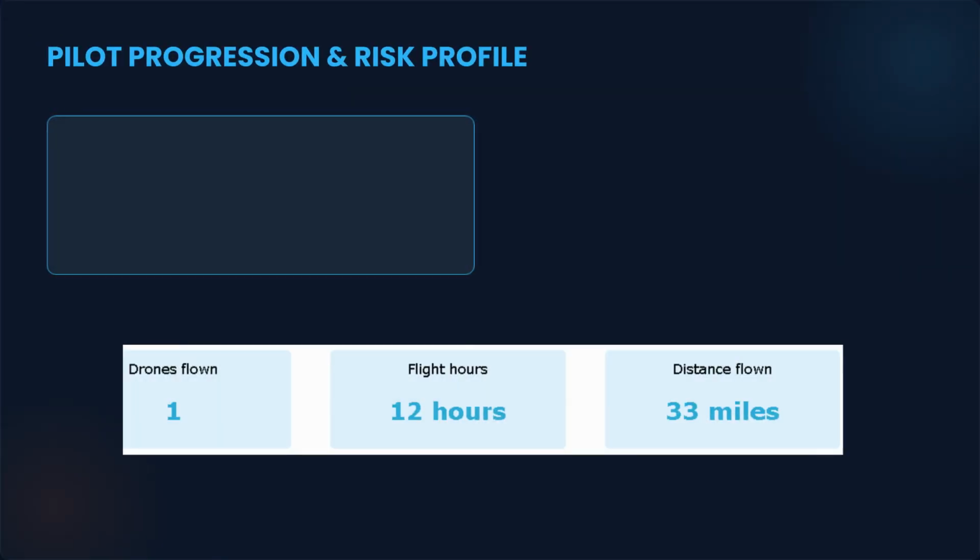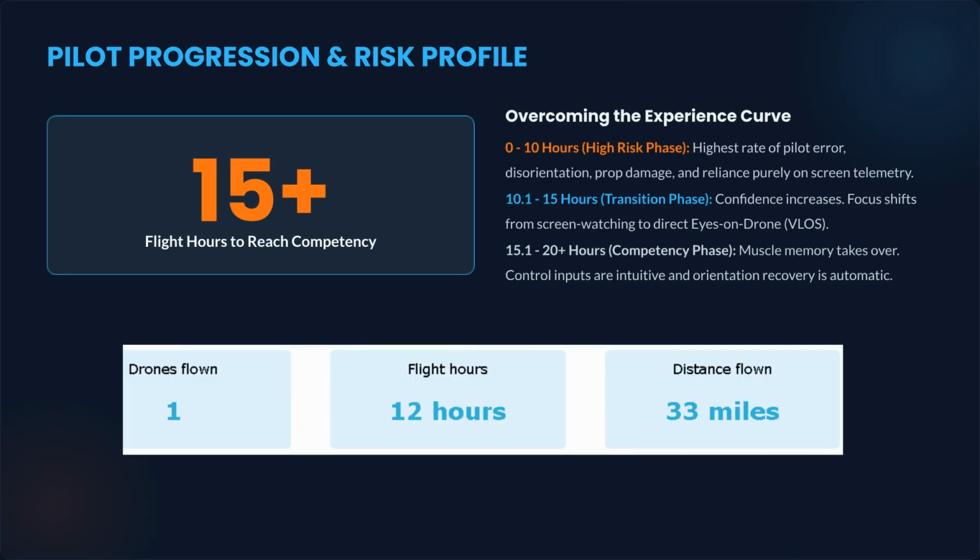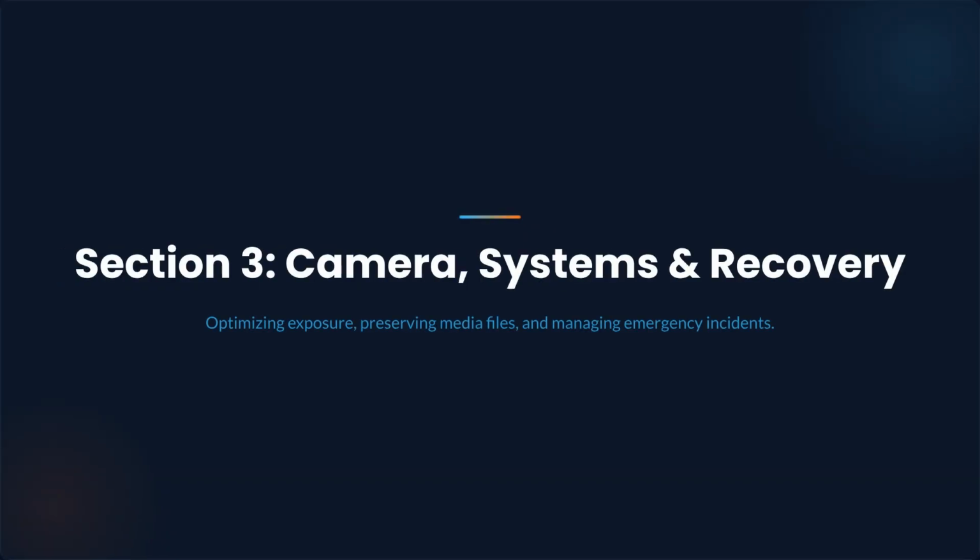Understand your progression. The first 10 hours involve a higher risk of error. By 15 hours, you will transition to more intuitive control, and beyond 20 hours, your muscle memory becomes automatic. Finally, Section 3 covers camera, systems, and recovery. Here we look at optimizing your exposure, ensuring your media files are preserved, and handling emergency incidents.